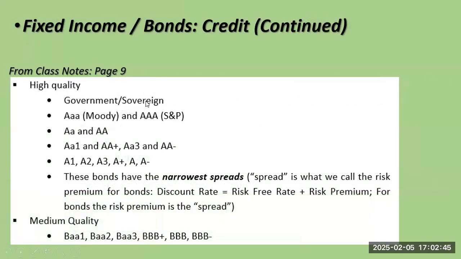So you have governments and sovereigns. They are different. The U.S. government can print their own money. You don't generally have a lot of problems repaying your debt if you can print money in your basement. The U.S. government can print money.